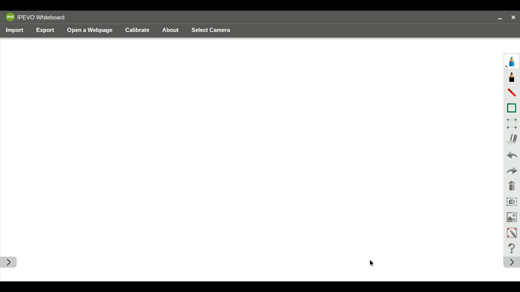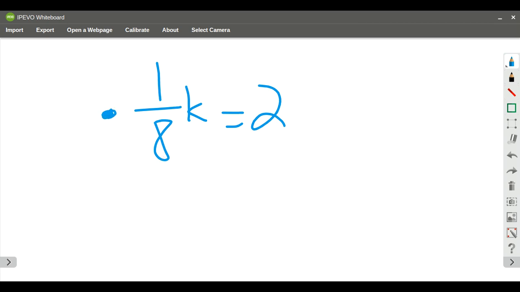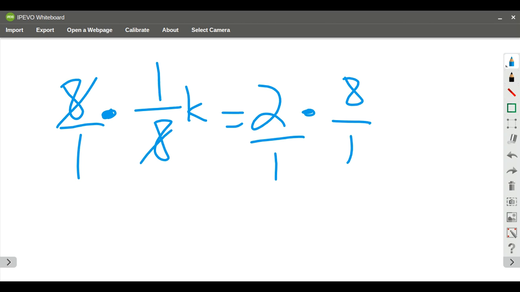Let me go through and do one more division problem just to make sure that you have it. I'm going to look at number 4. So I have 1/8 k equals 2. So again, to solve this, this is a multiplication. But in fractions, in order to get rid of multiplication, I'm going to use multiplication with the reciprocal. So I'm going to multiply by the reciprocal. These cancel each other out, and I'm left with k.